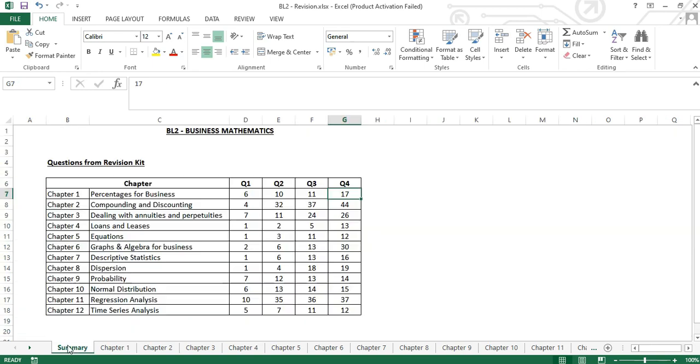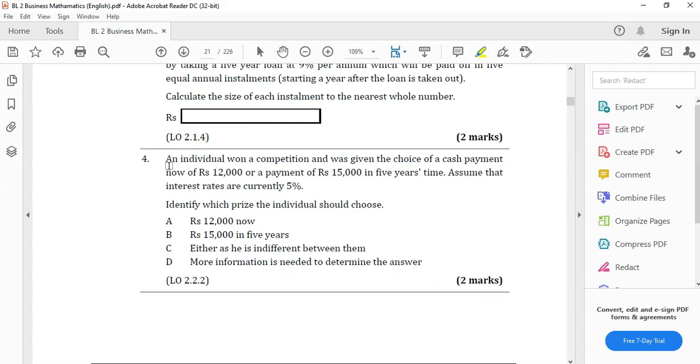So with that we finish the first four questions of the first chapter. Next, let's look at chapter 2, compounding and discounting. In chapter 2, the first question to be discussed is question 4 from your revision kit, which is this.